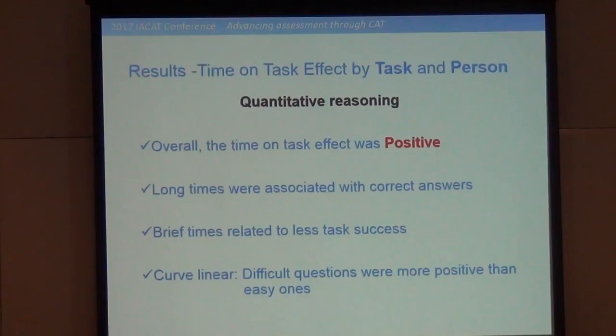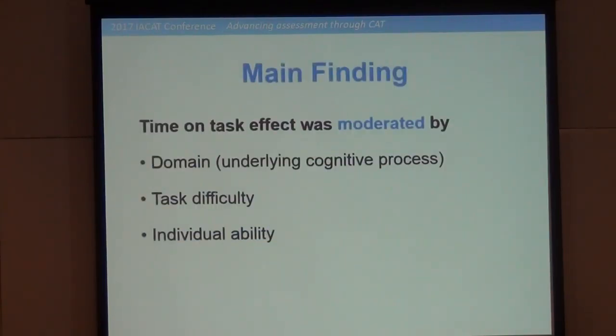So to summarize, overall, in the quantitative reasoning section, the time on task effect was positive, and long times were associated with correct answers, and short or brief times were related to lower task success chances. It's also a curvilinear relationship, and it means difficult questions were more positive than easy ones. So this is the main finding of my research. It shows that in this sample, in this data set, the time on task effect was moderated by domain and its underlying cognitive process, and moderated by task difficulty and individual ability.